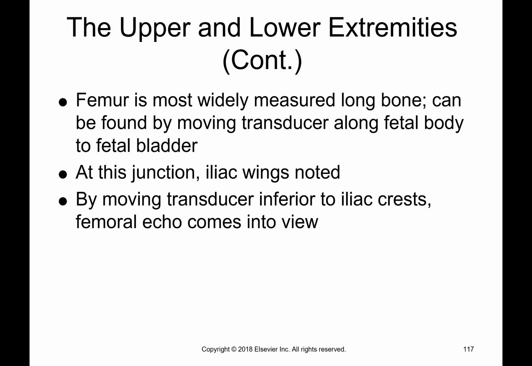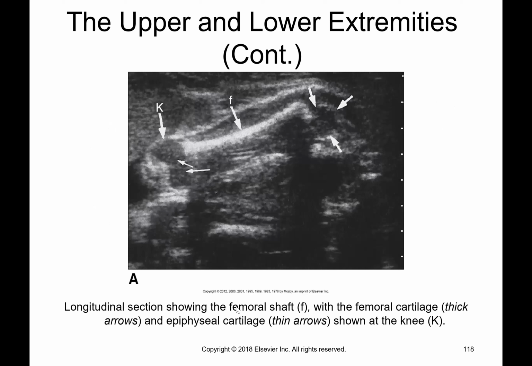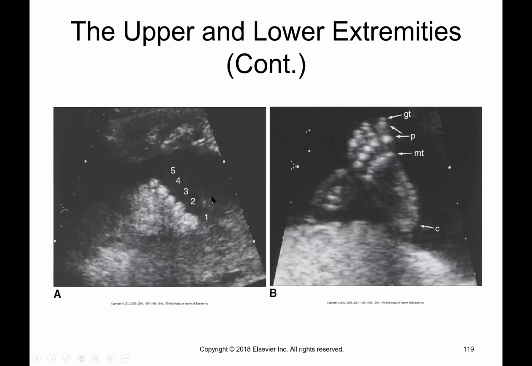So the femur is the most widely measured long bone and can be found by moving the transducer along the fetal body to the fetal bladder. At this junction, the iliac wings are noted, and by moving the transducer inferior to the iliac crest, the femoral echo comes into view. And it's just a nice bright white bone, the femoral shaft, and you'll measure it from the length of it, not including this point right here, which is the diaphysis. You should just count out those toes.